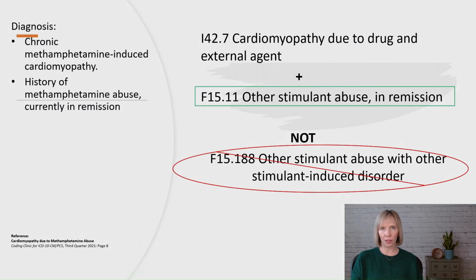is currently in remission. According to the coding clinic, the appropriate codes to assign in this scenario are the codes for cardiomyopathy due to drug and external agent and the code for other stimulant abuse in remission as an additional diagnosis code, since the provider has documented history of methamphetamine abuse currently in remission. No code for substance-induced disorder is assigned in this case, as the condition is a chronic medical condition that developed as a result of long-term drug abuse. Therefore, it does not fall under the classification of a substance-related disorder in ICD-10.